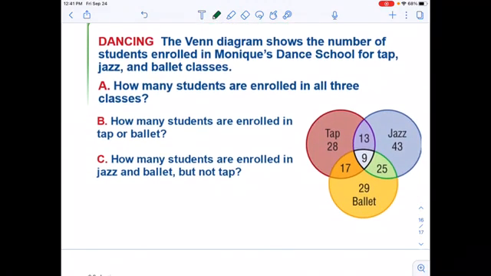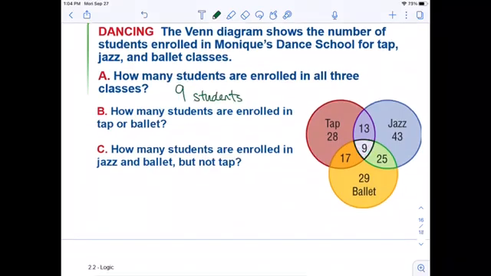So the Venn diagram shows the number of students enrolled in Monique's dance school for tap, jazz, and ballet classes. How many students are enrolled in all three classes? Now you want to look at the intersection of all three. So only 9 students are enrolled in all three. Next one, how many students are enrolled in tap or ballet?